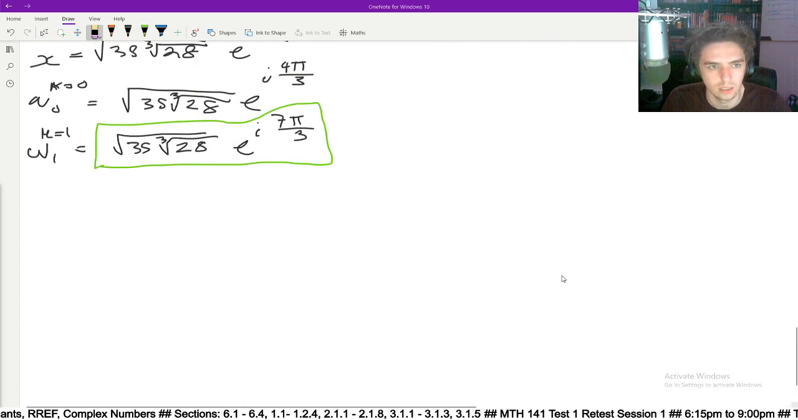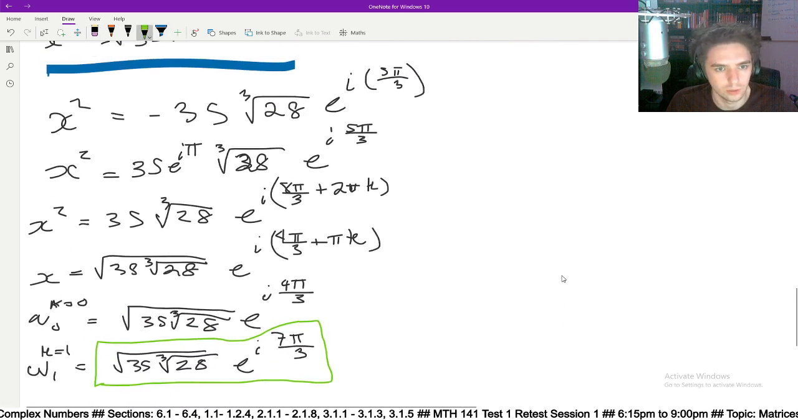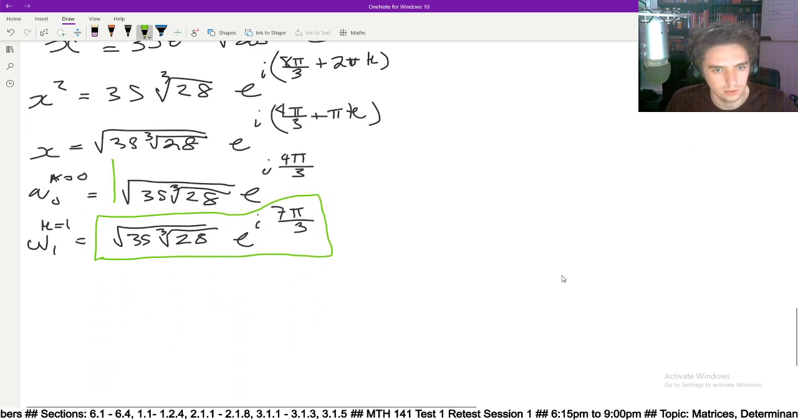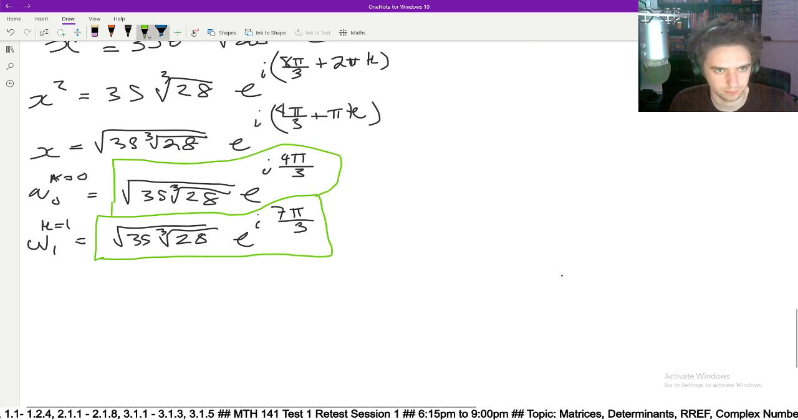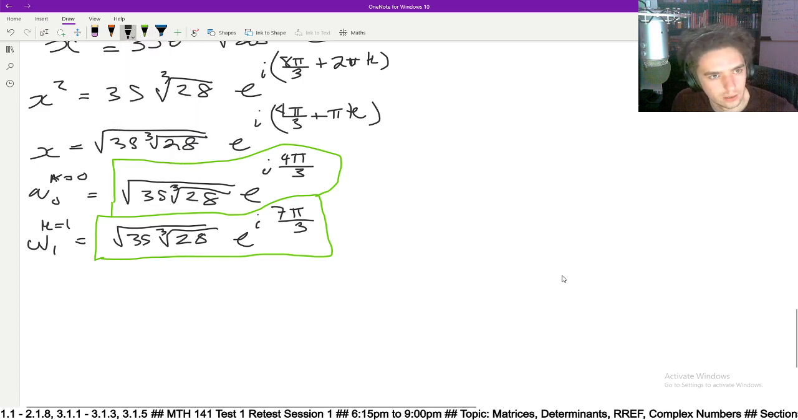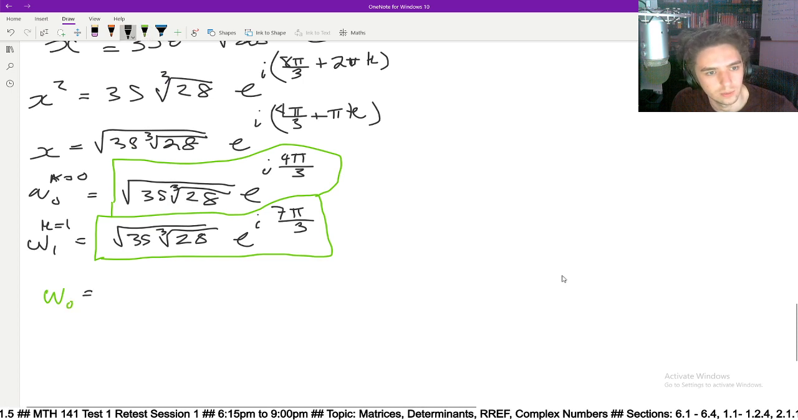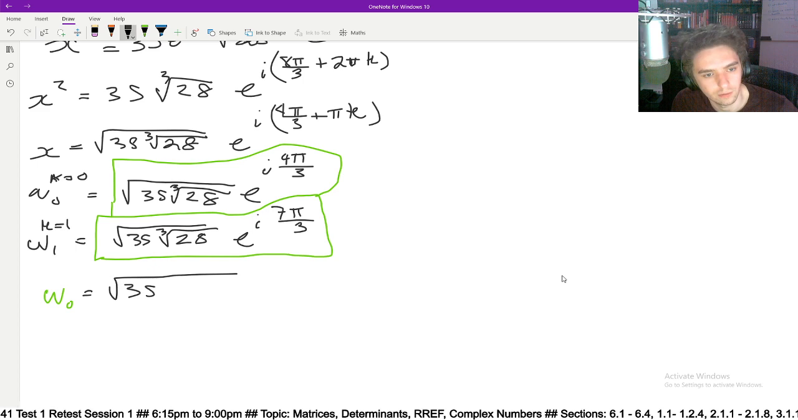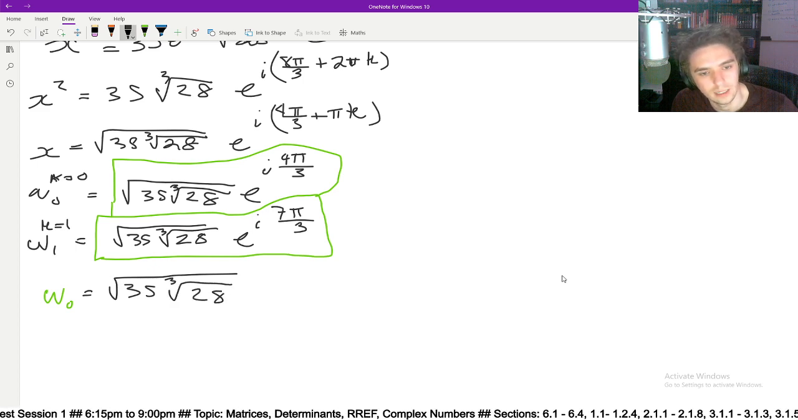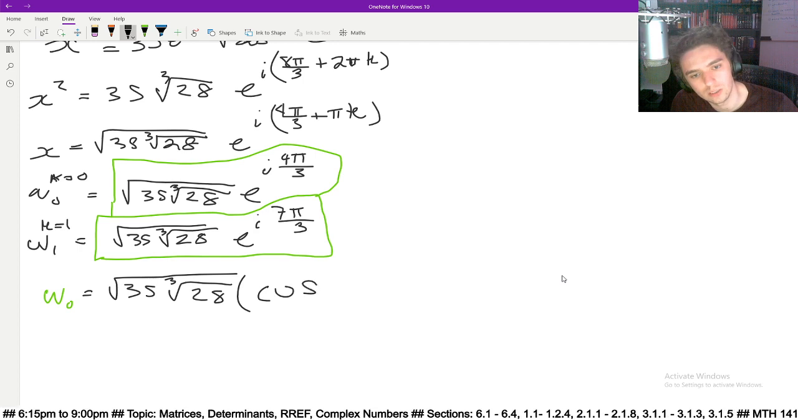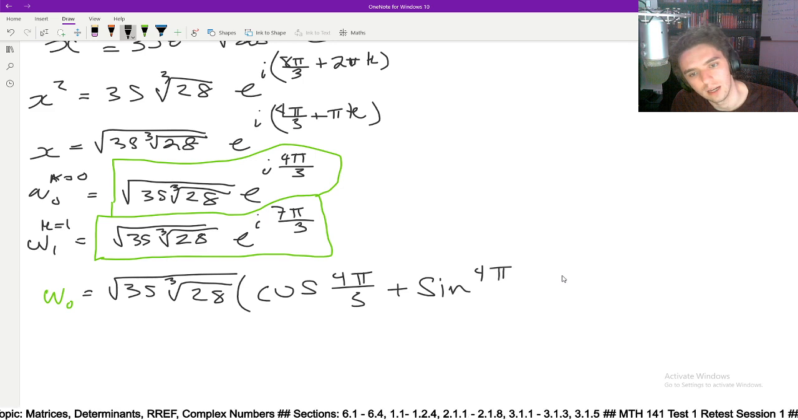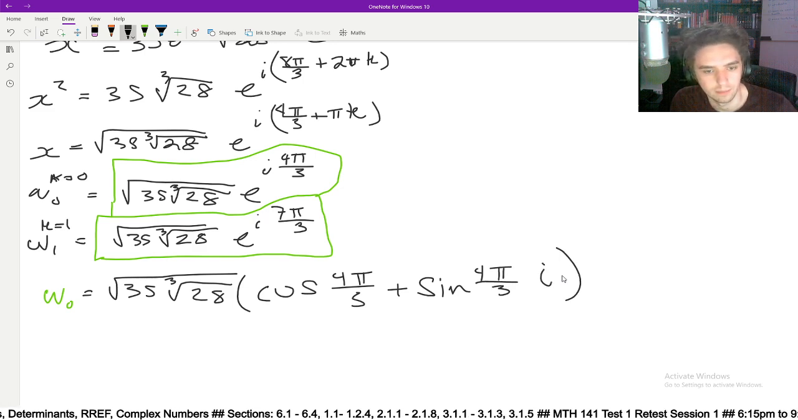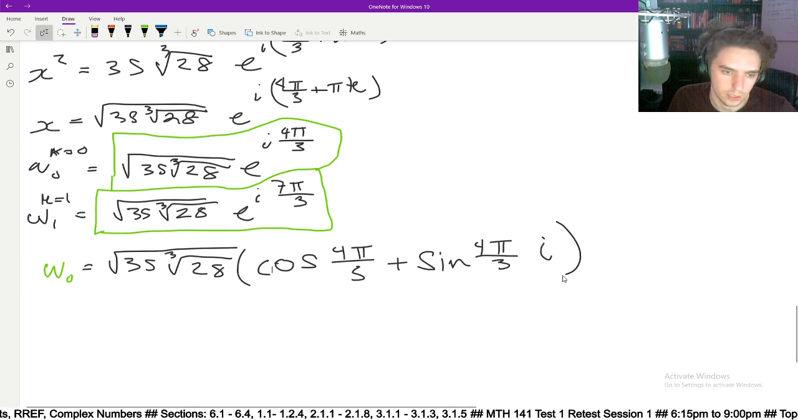So then to put these into standard form, let's start over here, I guess. So the 2 green ones are these 2, of course. To put these back into standard form, there's not too much work. I'll color code it like this. So w naught equals the thing in the front, square root of 35 cube root 28. And then remember, e to the i theta is just going to be cos theta plus sine theta i, right? And then you just figure out what that is.